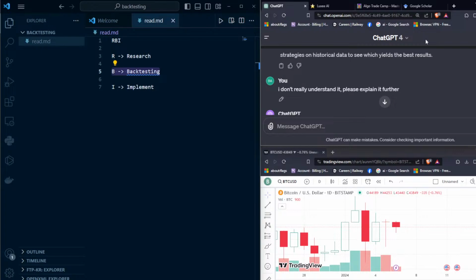So at this point, you just go to ChatGPT. Please explain it to me as if I'm a second grader. Please explain it further. I don't get it. Explain more. So this is the power of ChatGPT, right?